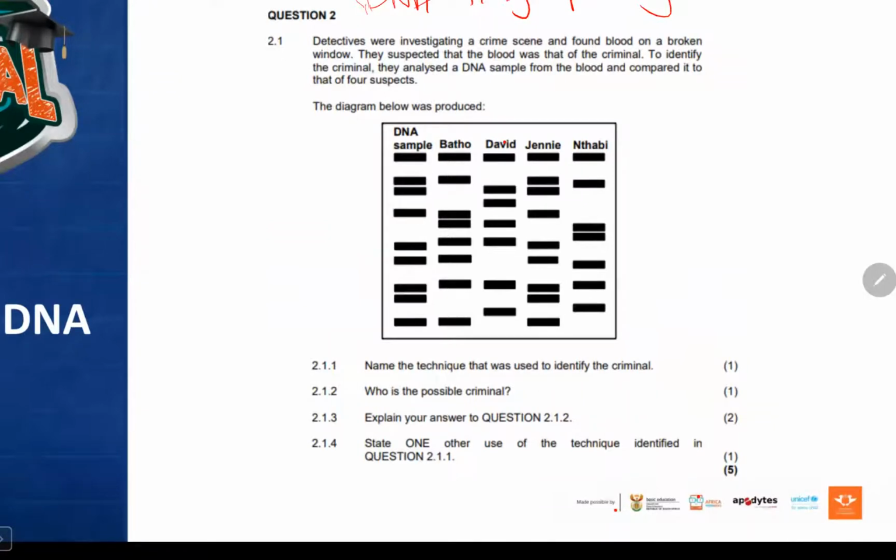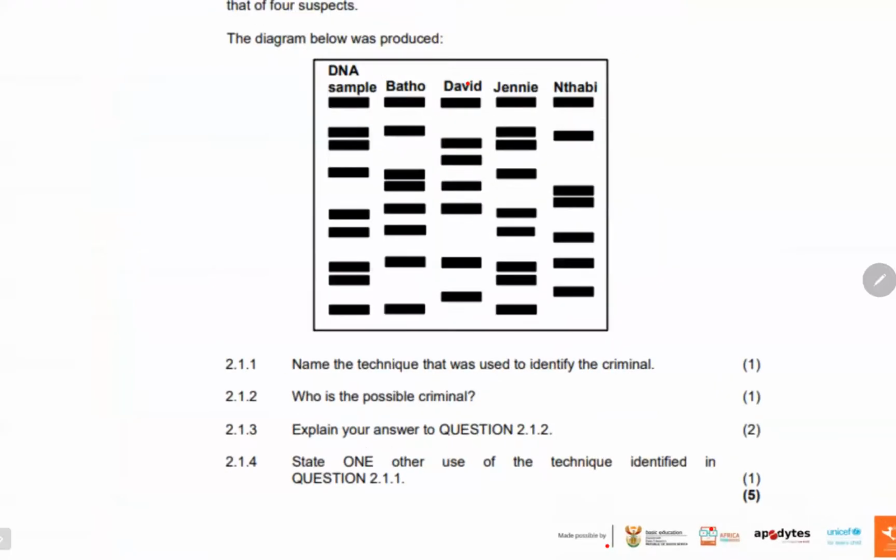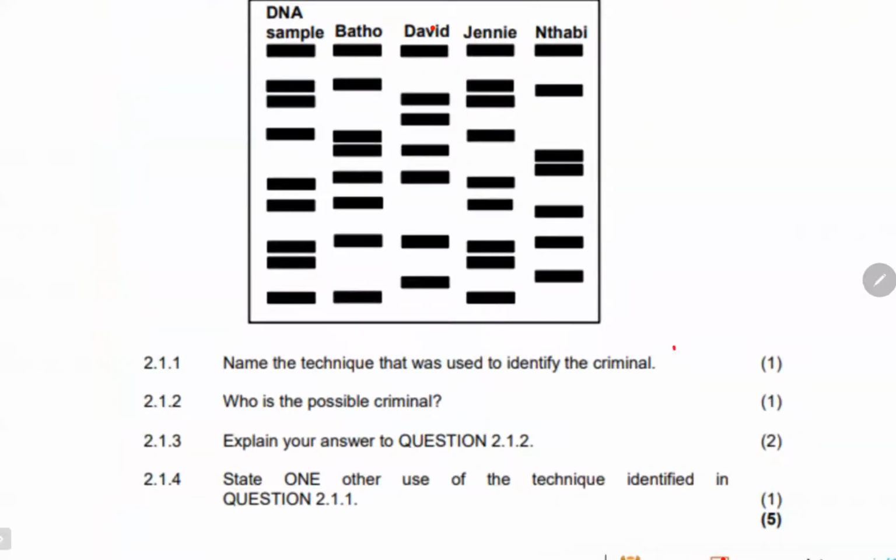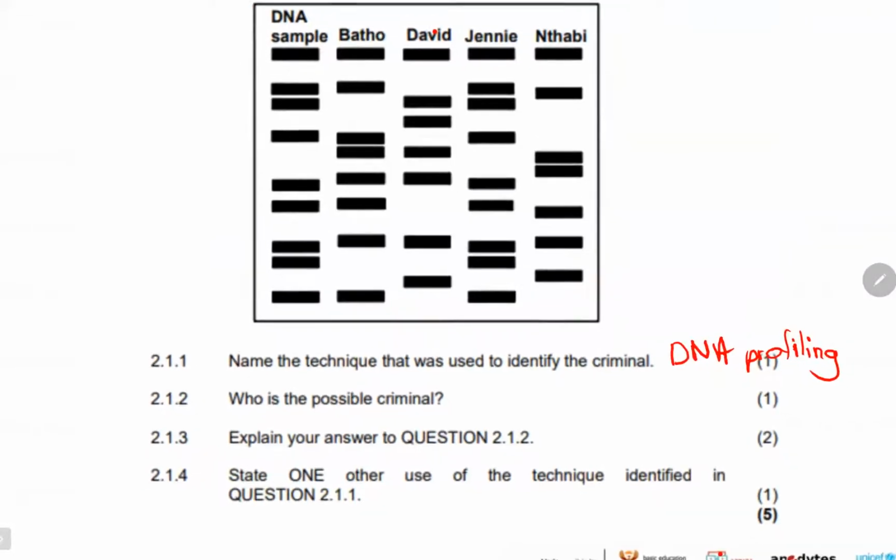2.1.1, name the technique that was used to identify the criminal. There I already gave you the answer. It is DNA profiling or DNA fingerprinting.